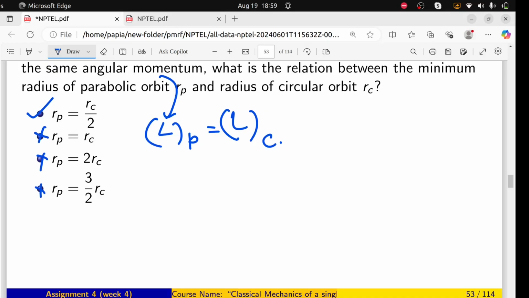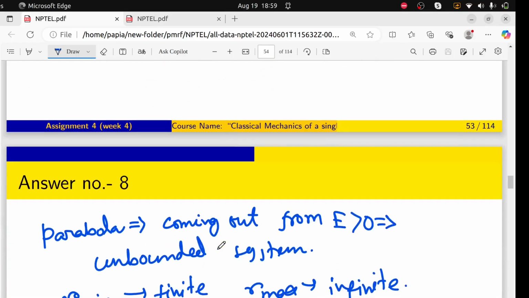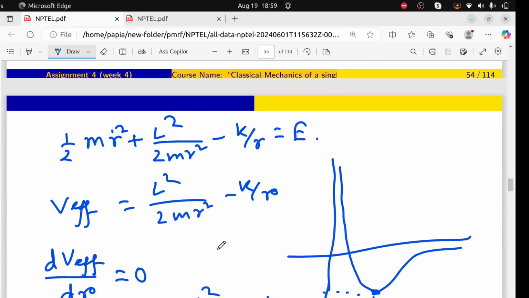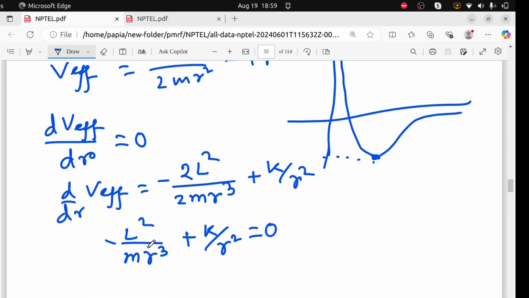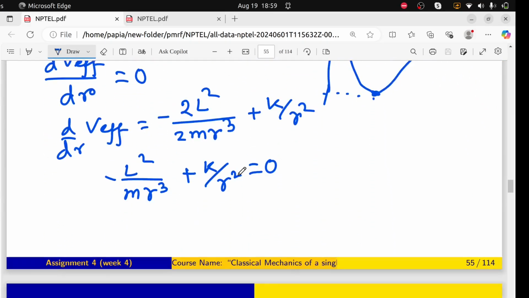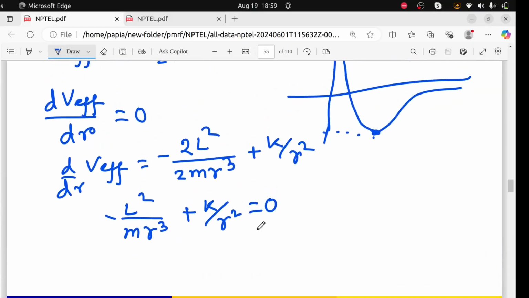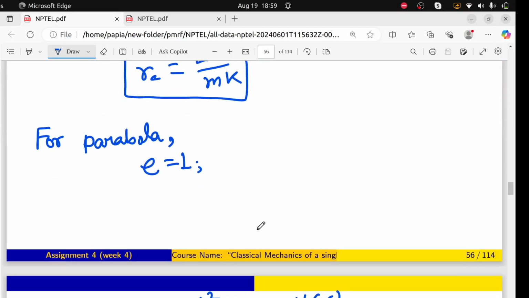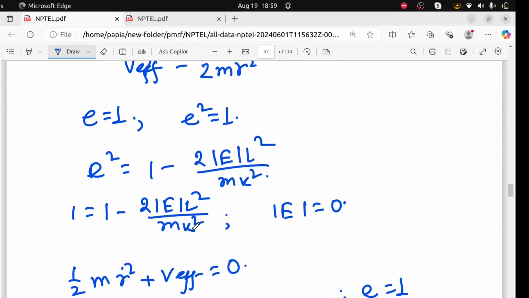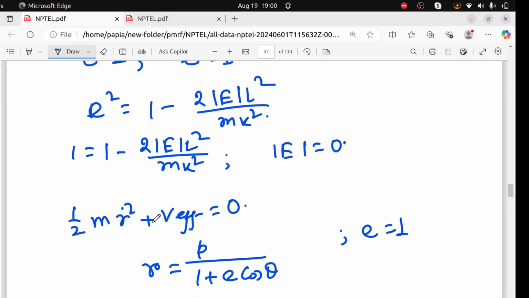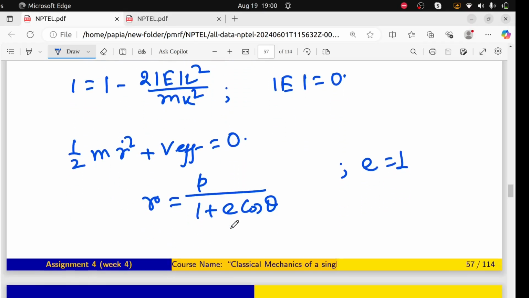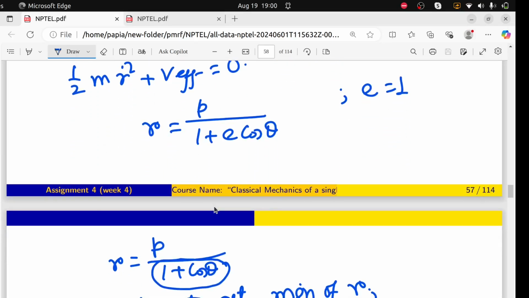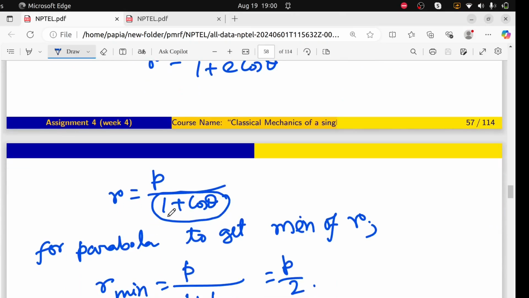So for that case, what we have calculated, we just calculated for the circular orbit case: if I have the circular orbit case, then dV effective by dr equals 0 because this is the minimum point. So if the derivative is 0, then at r equals RC we can get the expression of RC. And for parabola, e equals 1, so e square equals 1 minus 2 d square by mk square. If I put 1, that means e equals 0. Otherwise, we can say that the conic equation is r equals p by 1 plus e cos theta. If e equals 1, then it is simply r equals p by 1 plus cos theta.